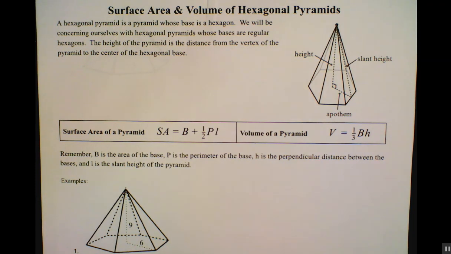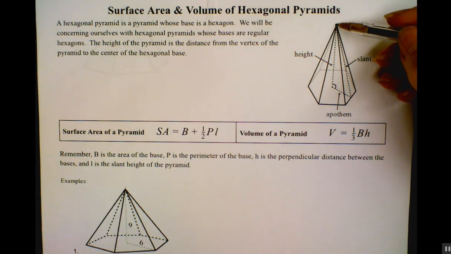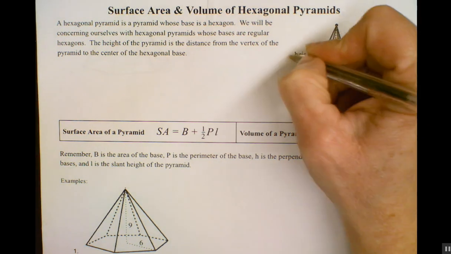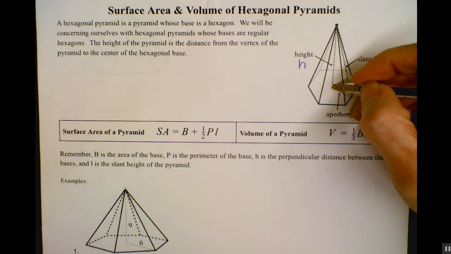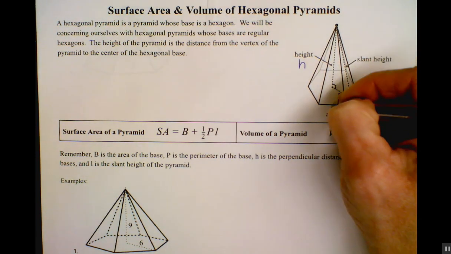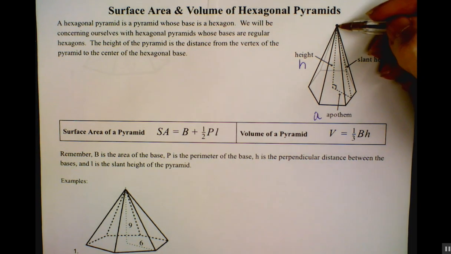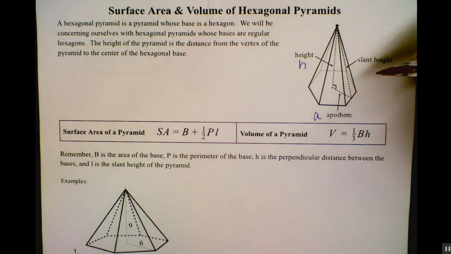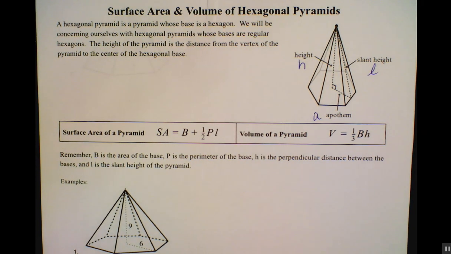base. And just for review purposes, a reminder: with any pyramids or with cones, we have the height that comes from this vertex down to the center of the base. We call that h. The apothem, which extends from the center of the base to the midpoint of one base edge, is referred to as our lowercase a. And then the slant height comes from the vertex down to the midpoint of that base edge, and the slant height is referred to as L.